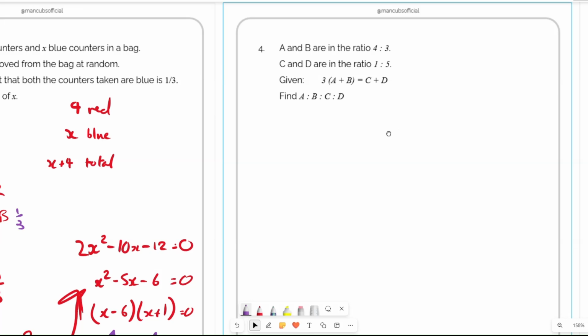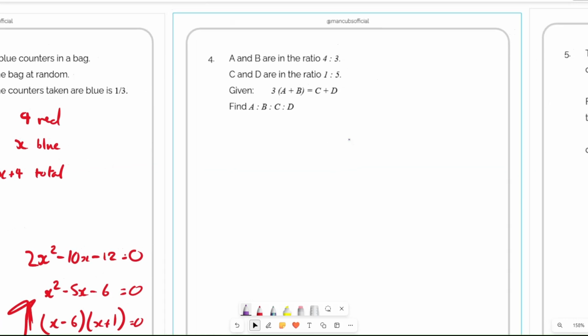So this question is a bit of a tricky one. A and B are in the ratio 4 to 3, C and D are in the ratio 1 to 5. Given that 3 lots of A plus B equals C plus D, find the ratio A to B to C to D. So it's a 4-way ratio. This is like the only question I've ever seen that's a 4-way ratio. But let's give it a go. It's not harder than it looks, it's easier than it looks, trust me.